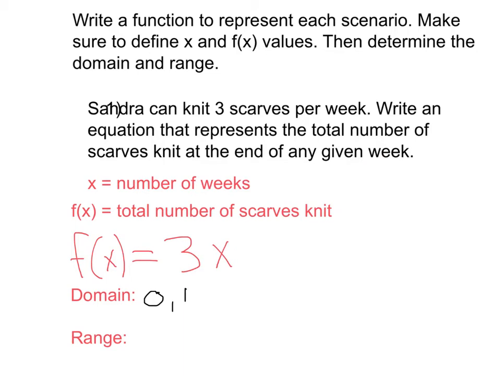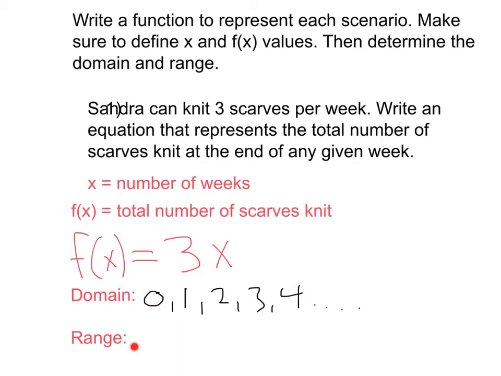So what about 1 week? Yeah, that makes sense. Or 2 weeks, or 3 weeks, or 4 weeks, and we can keep going on, 5, 6, 7. So our domain looks like it's going to be 0 to infinity of all whole numbers, 1, 2, 3, 4, 5, 6, 7, 8, 9, 10, etc., etc.